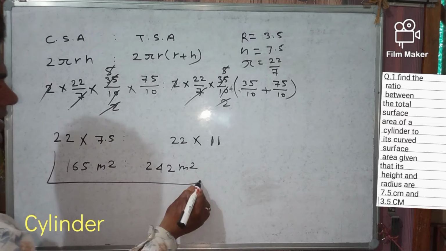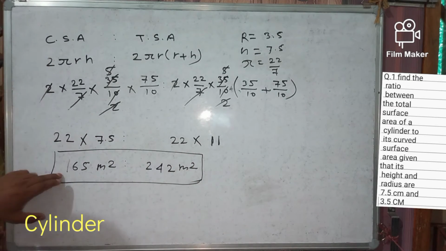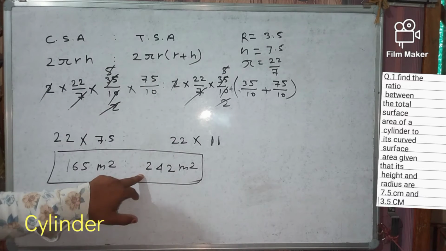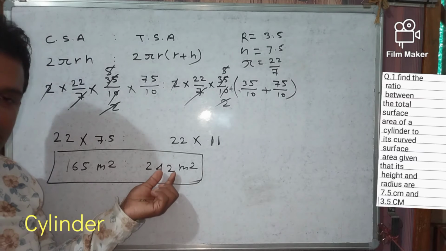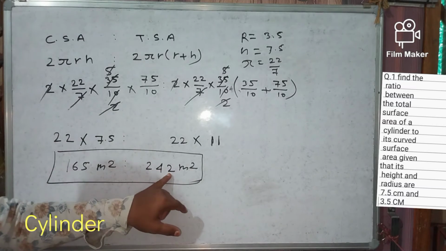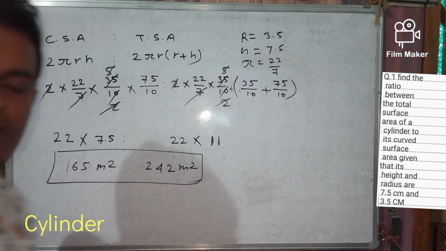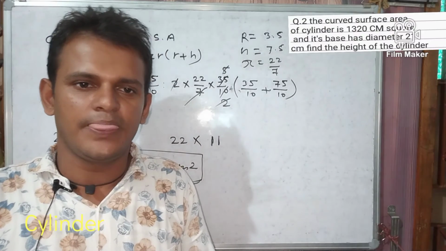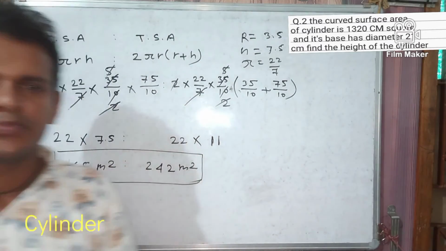So this is the curved surface area and this is the total surface area. Curved surface area is 165 and total surface area is 242 meter square. So this is the answer of this question, and this is the ratio between curved surface area and total surface area. So let's move to question number 2.